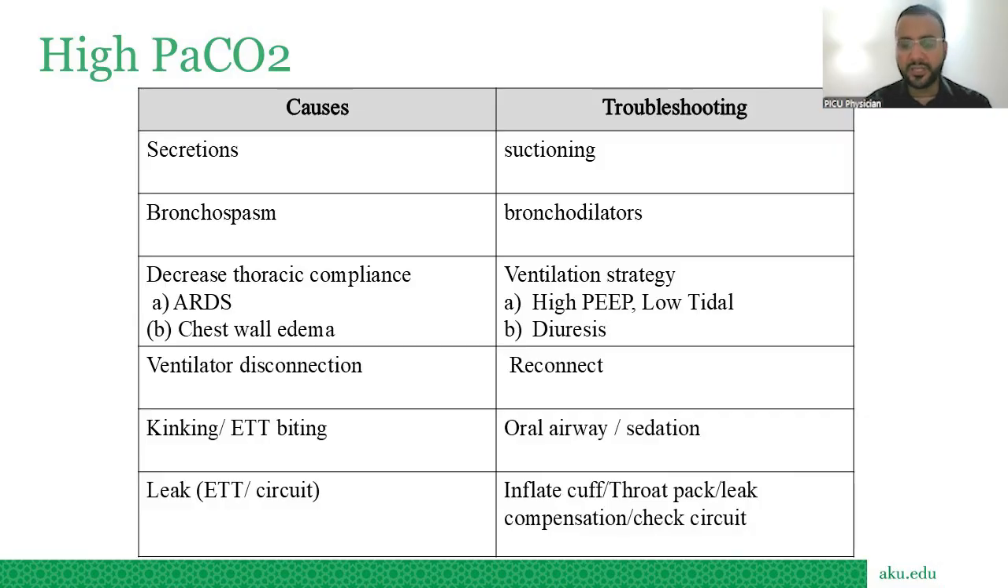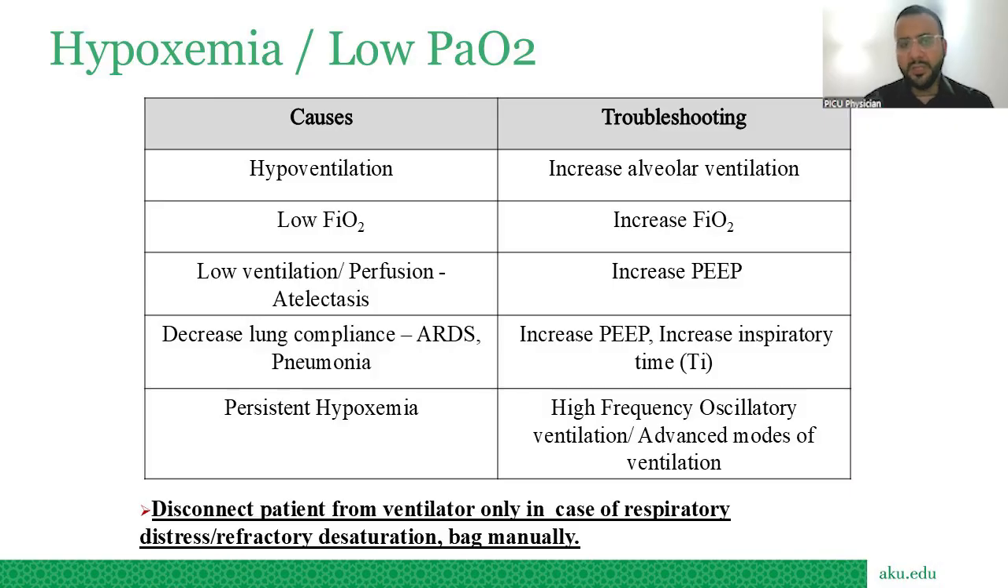If ventilator disconnection is a cause, you have to reconnect. If the ETT is being bitten or kinking, you have to correct that, and the patient might need an oral airway or some added sedation so that the patient is well sedated and does not bite the ETT. If there is a leak in the ETT circuit, you have to inflate the cuff or check the patency of the circuit all over again.